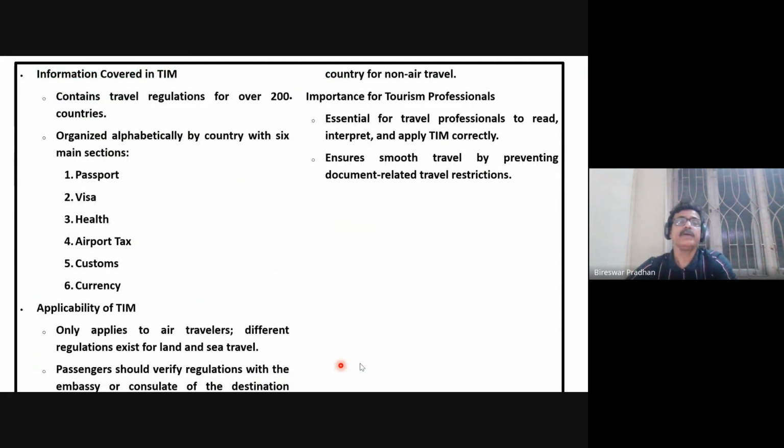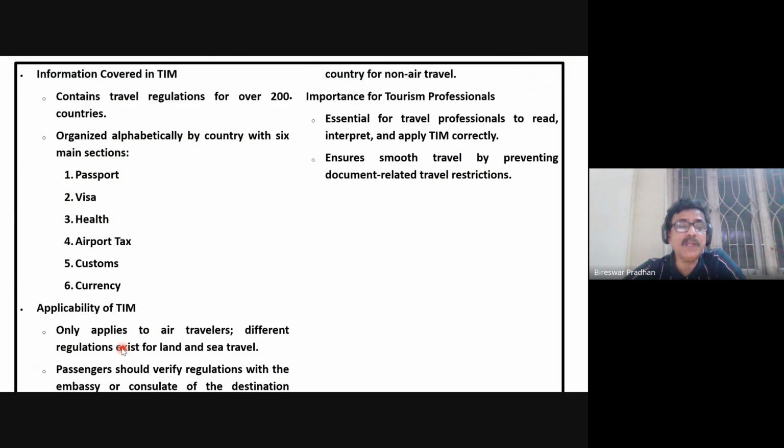Information covered in the TIM contains the travel regulations for over 200 countries, organized alphabetically by country, with six main sections: passport, identity, visa, which is the permission to go where you are going, health, airport tax, customs, and currency.